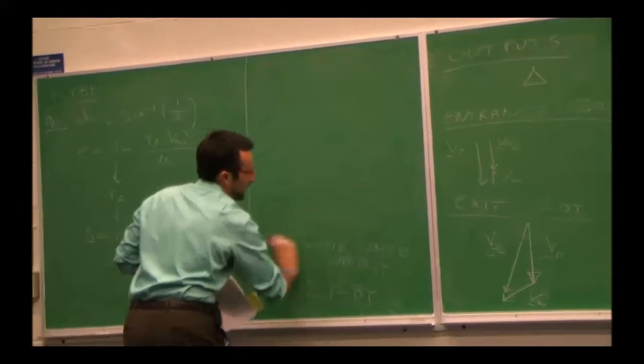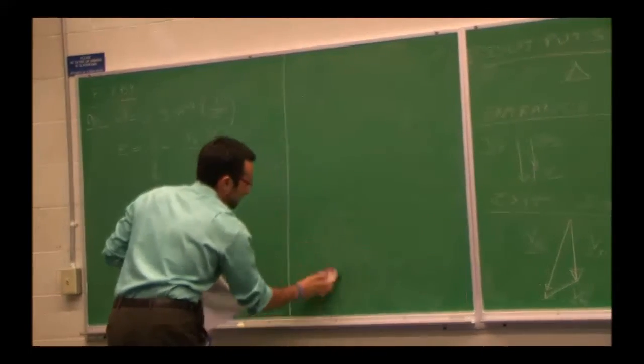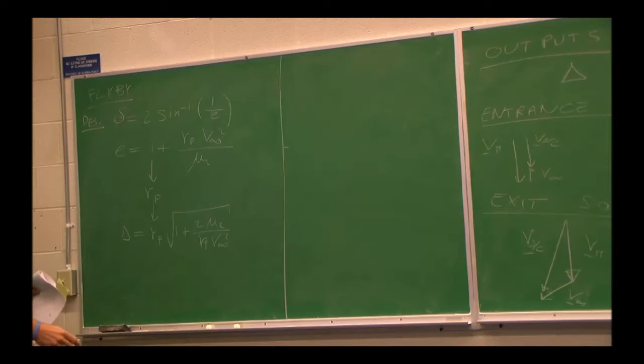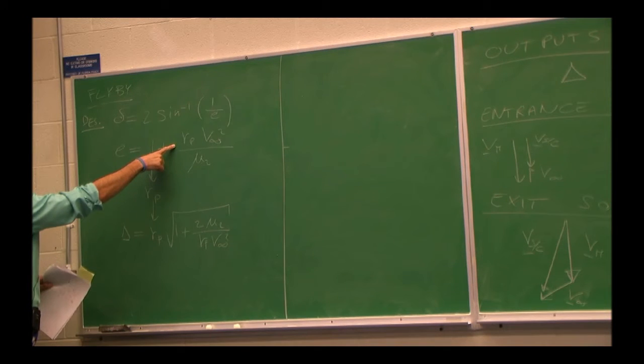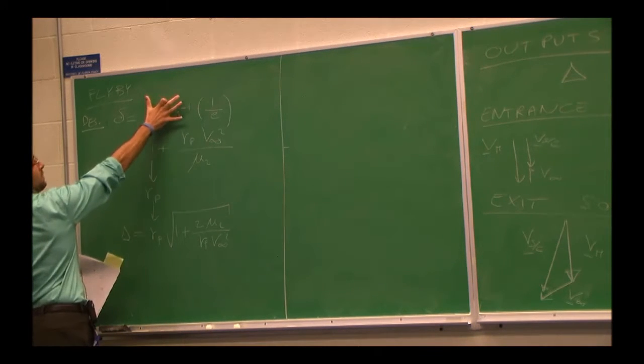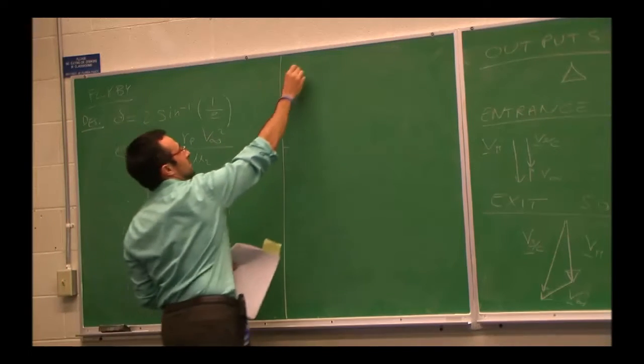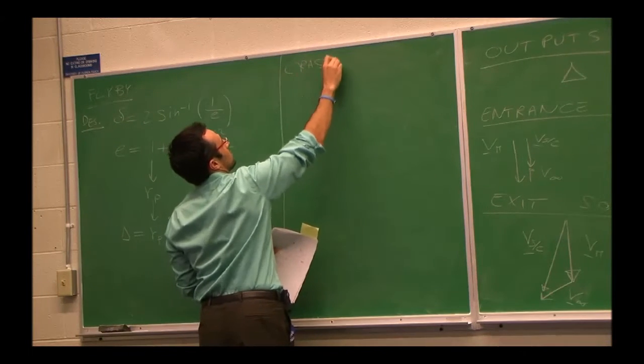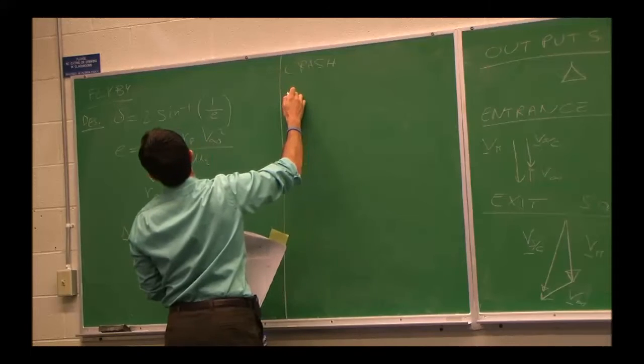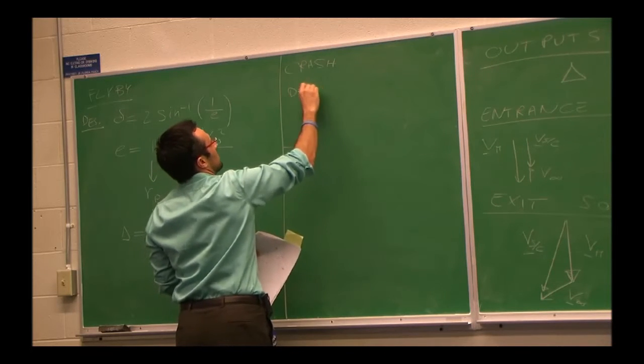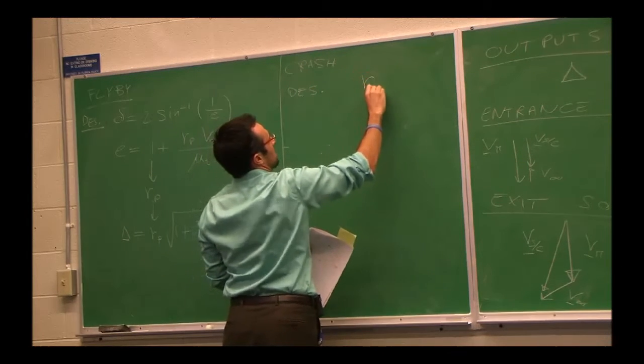Well, if you're crashing with the planet, I just simply do this. In that case, RP is set. You can forget about this expression. So if you're crashing, okay, the crash case, the desired quantity is a certain RP.